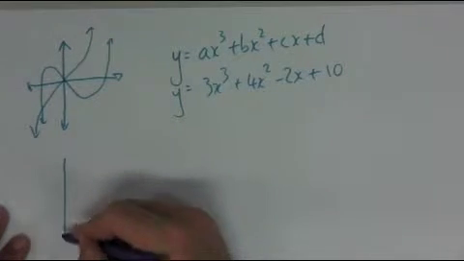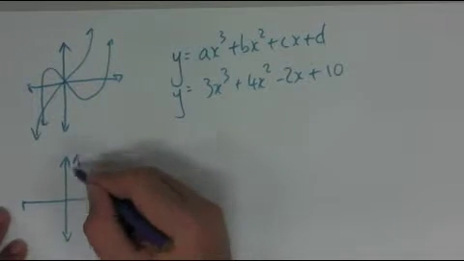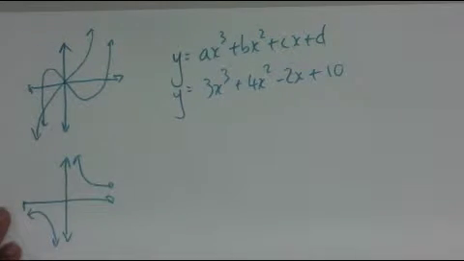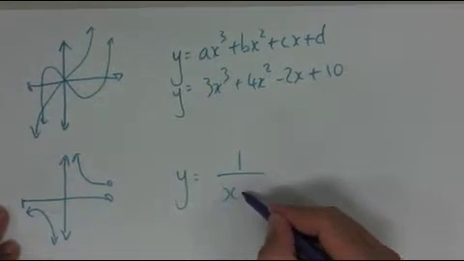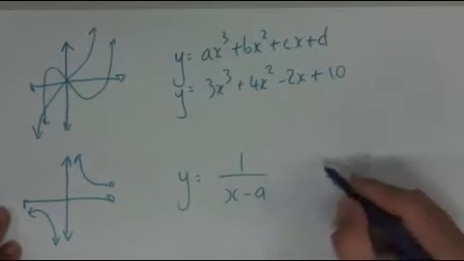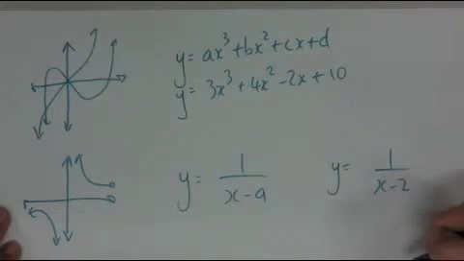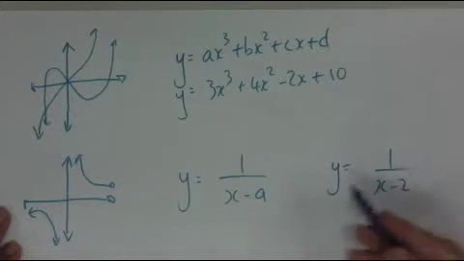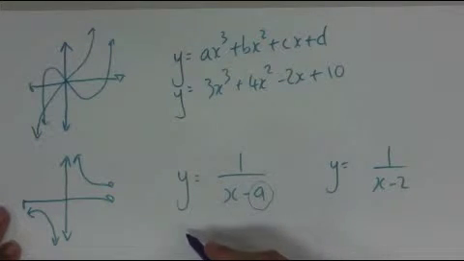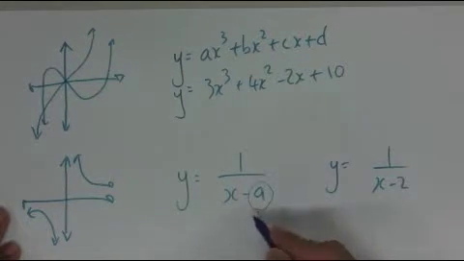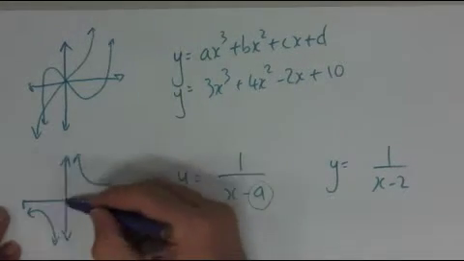I have the reciprocal function. And the reciprocal function looks something like that. And that would generally be y is equal to 1 over x take a. So an example is y is equal to 1 on x take 2. Or it could be x plus 2. And in this case here, this value of a determines something about what we call our asymptotes. So in this case, we have two asymptotes. On this function, we have a vertical asymptote and a horizontal asymptote.